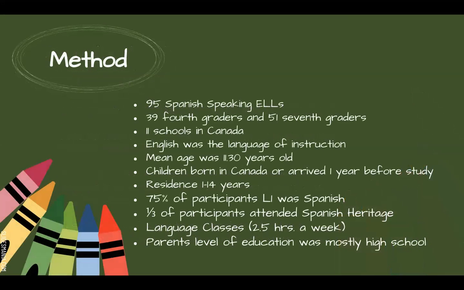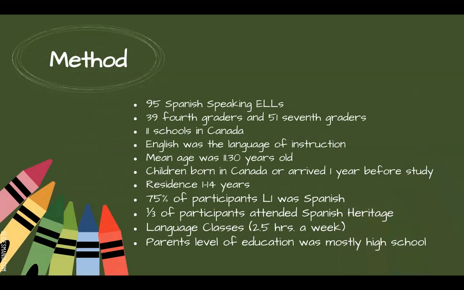This study, what was their method? They used 95 Spanish-speaking ELLs that lived in Canada. They were in 11 different schools. They studied 39 4th graders and 51 7th graders. English was the primary form of instruction. The mean average age was 11 years old.